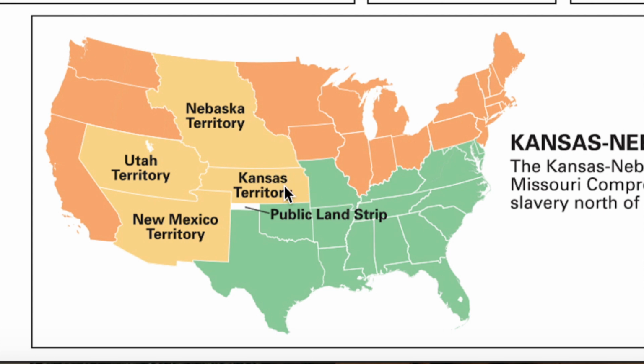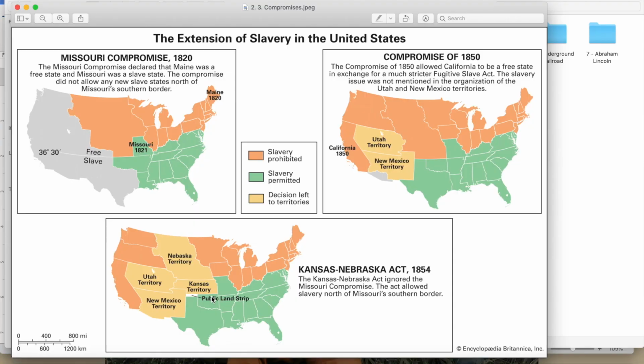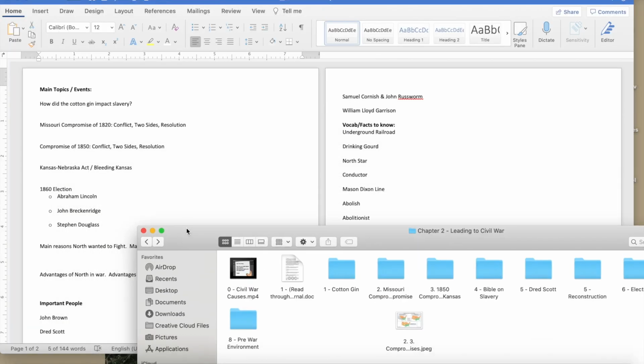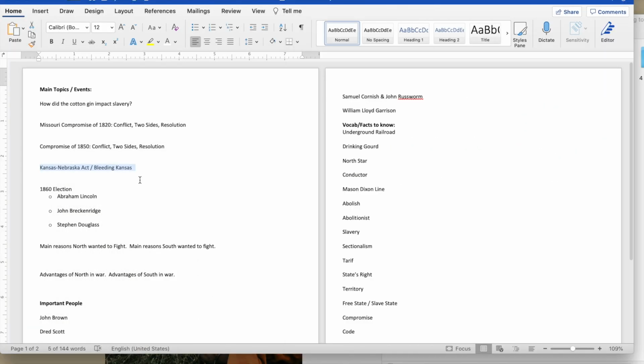They all go to Kansas and they end up fighting and a lot of them killing each other. So the Kansas-Nebraska Act essentially was popular sovereignty. They got to decide if they're slave or free, and that led to a lot of fighting and bloodshed. It also led to Bleeding Kansas. That's also one of the things listed on your study guide.